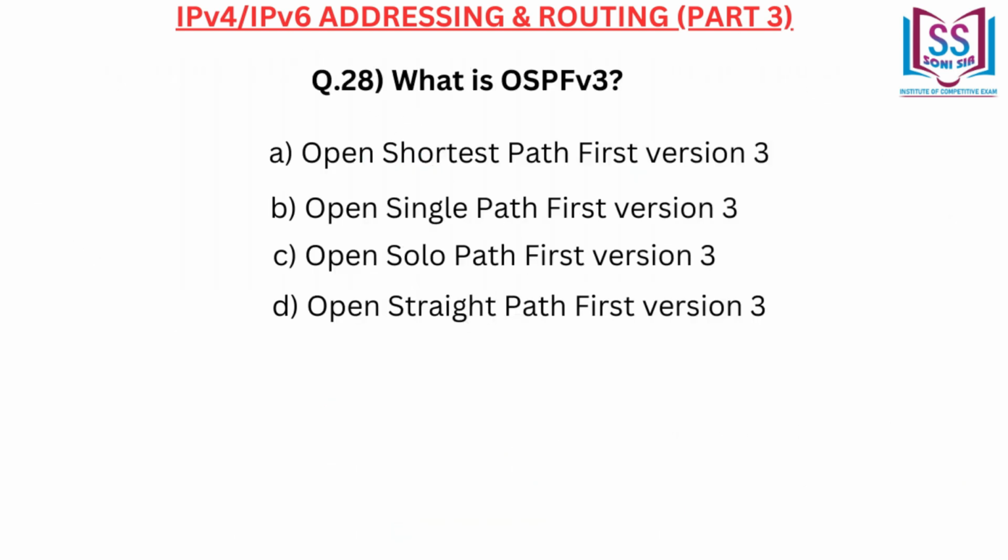What is OSPF-v3? A. Open Shortest Path First Version 3. B. Open Single Path First Version 3. C. Open Solo Path First Version 3. D. Open Straight Path First Version 3. Correct answer A. Open Shortest Path First Version 3.